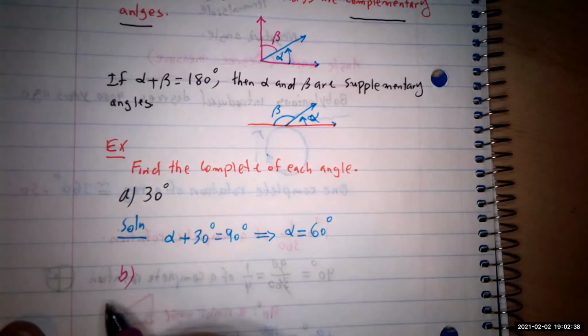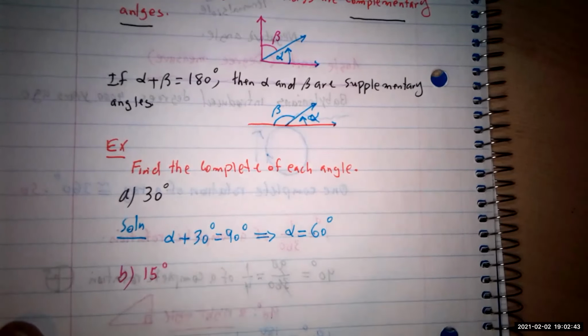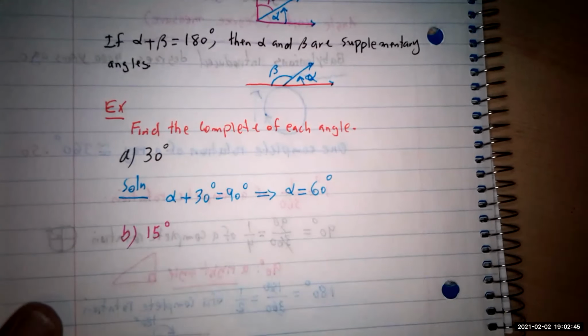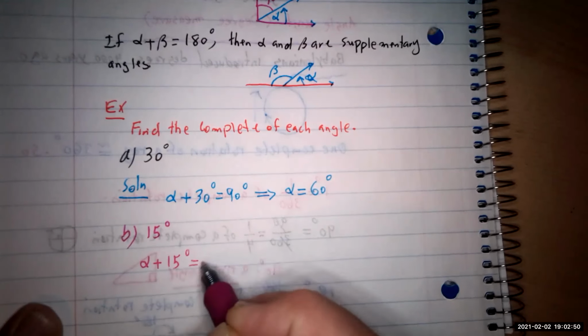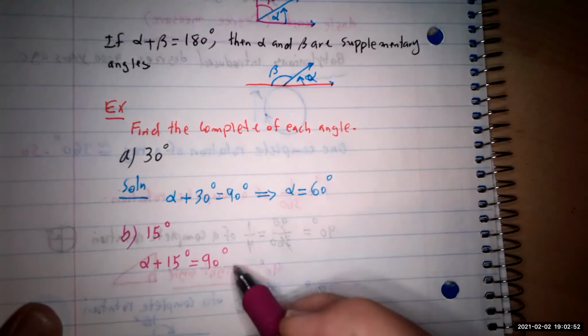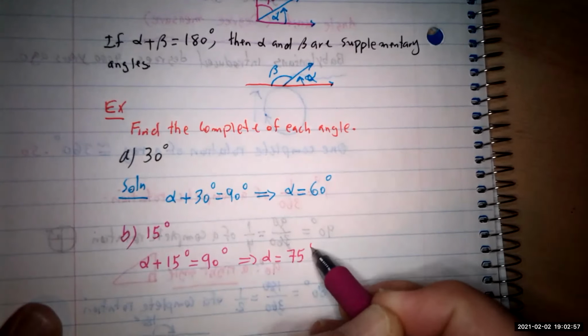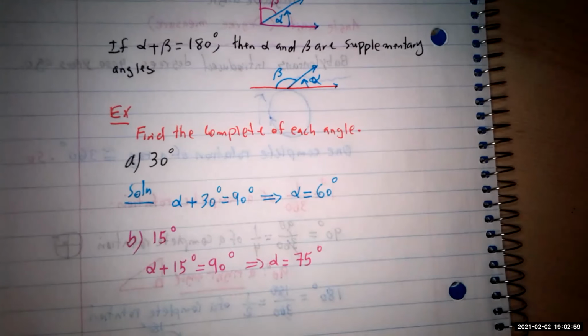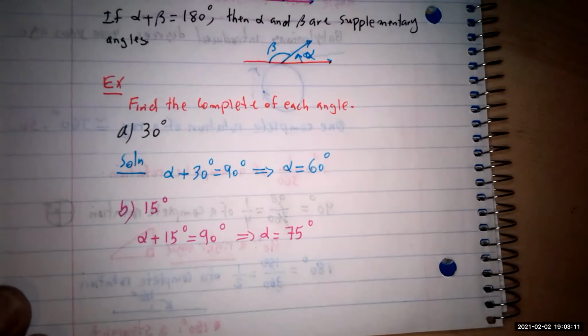Another one, if one of them is going to be 15 degrees, you want to find the complement. Okay, so alpha plus 15 degrees must be equal to the 90 degrees. So you subtract it, so the alpha would be 75 degrees. So the 15 degrees and the 75 degrees are going to be a complement of each other. Okay, any question? So this is for the complement.